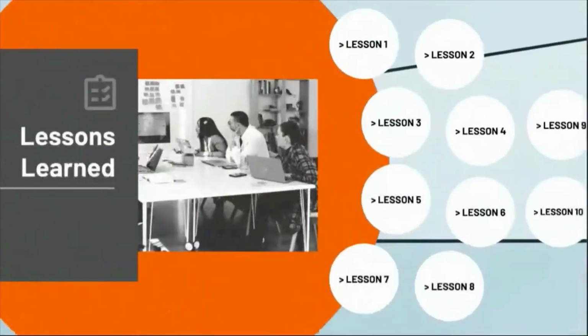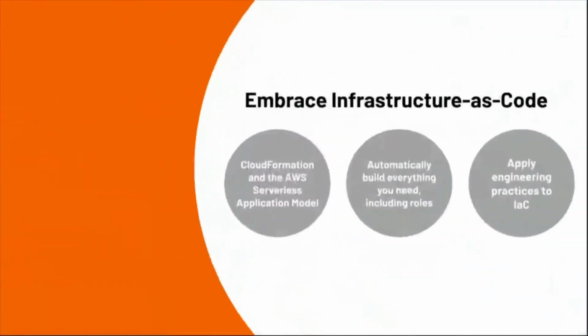Now I'll go through some lessons learned during our serverless journey. The first lesson is to embrace infrastructure as code. Anything that you can create through the Amazon console can and should be built with code. This is typically done in text files using a declarative language like JSON or YAML. With these files, you're expressing the desired outcome you're trying to achieve with your infrastructure.